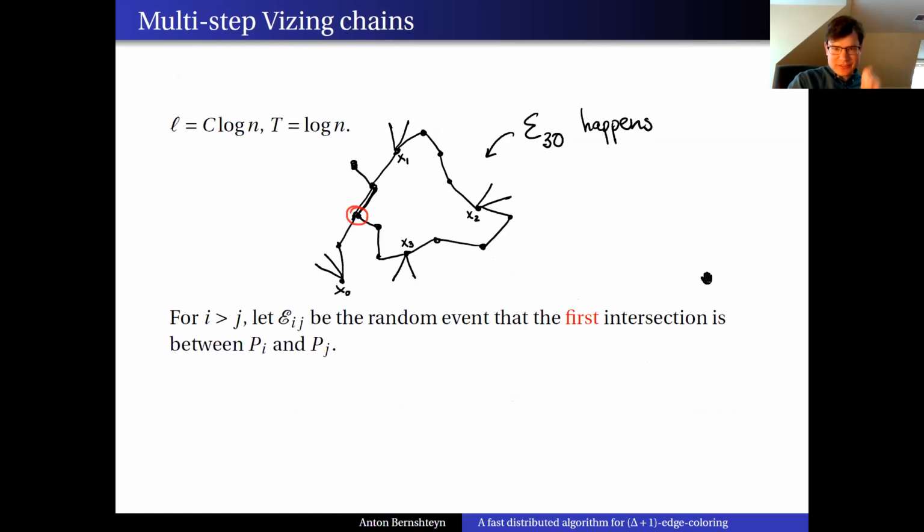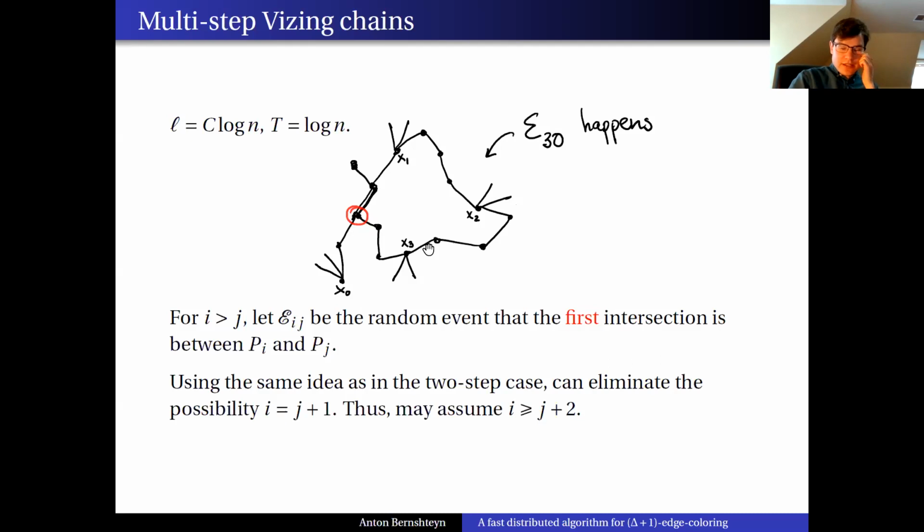So let me very briefly sketch the idea of where disjointness comes from. Let's say for i bigger than j, let e_ij be the random event that the first intersection is between the paths pi and pj. So in this picture, e30 is what happens. We go, and then the third path intersected the zeroth one, the first intersection happens there. Using essentially the idea of Graebeck and Pihorko, you can eliminate somehow the possibility that i is j plus one. And this is crucial. So I'm going to assume that i is at least j plus two. Somehow, by choosing the colors appropriately, one can make sure that the case i equals j plus one doesn't happen.